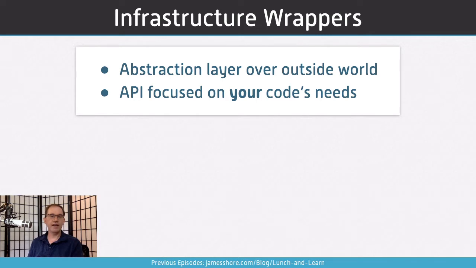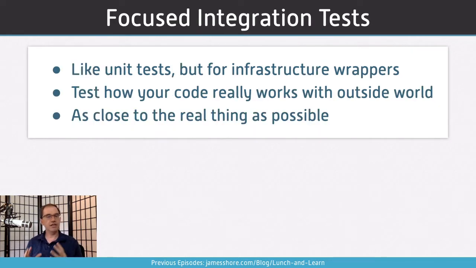Part two is focused integration tests. These are unit tests of your infrastructure wrapper. So like a unit test, it's focused on just making sure that your infrastructure wrapper works. But unlike a unit test, it's going to test how your code actually works with the outside world. You want to get it as close to the real thing as possible. So if you've got some infrastructure for the file system, you're going to actually read and write real files. If you've got some infrastructure for a service, you're going to actually call a service, although maybe not the production service, depending on the situation.